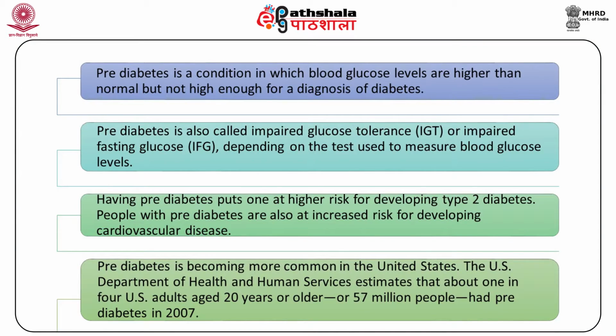Talking about prediabetes, which is a condition in which blood glucose levels are higher than normal, but not high enough for a diagnosis of diabetes. Prediabetes is also called impaired glucose tolerance, or IGT, or also impaired fasting glucose, IFG, depending on the test used to measure blood glucose levels. Having prediabetes puts one at a higher risk for developing type 2 diabetes. People with prediabetes are also at increased risk for developing cardiovascular diseases.